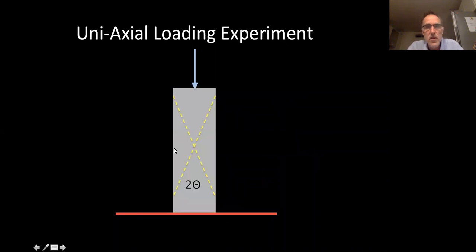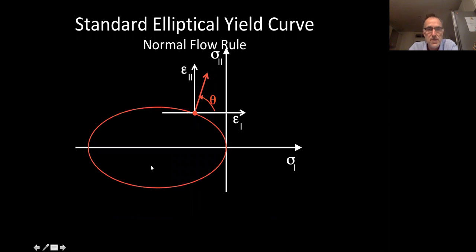So now we're back to our uniaxial loading experiment. We're going to be testing different rheologies and different flow rules, normal or non-normal. If we start with the simple standard viscous-plastic rheology of Hibler with a normal flow rule, it's expressed here in stress invariant space, where this is the mean normal stress, and this is the maximum shear stress.